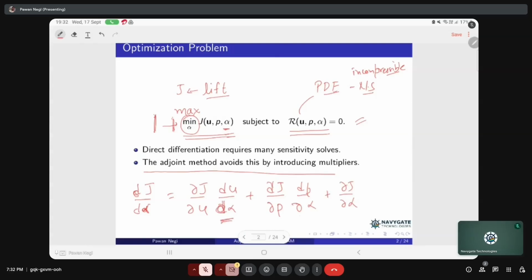These particular values that we have to find out are called the sensitivity of U and P with respect to alpha. That means we have to solve for this equation, as well as this equation. There are three equations that we have to solve. These equations are called the primal equations, and this equation is called the adjoint equation.